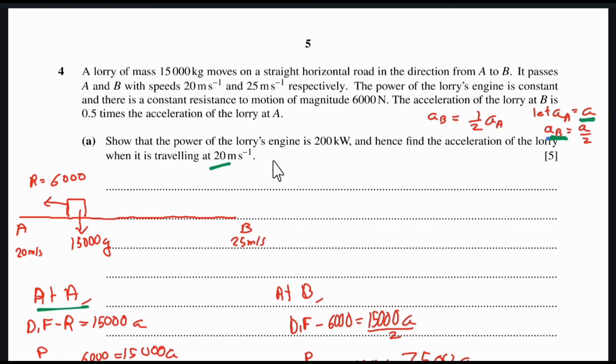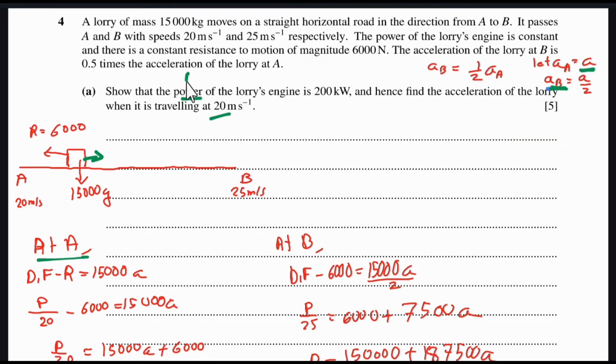So we need to now find the value of power and the acceleration. First of all, at point A, since it is moving on a horizontal plane, driving force minus resistive force is equal to mass into acceleration, and driving force is equal to power by velocity. We need to find the value of power, but we know the velocity, that is 20 meters per second. So power by velocity minus resistive force, that is 600 Newton, is equal to mass into acceleration. So this is our first expression.